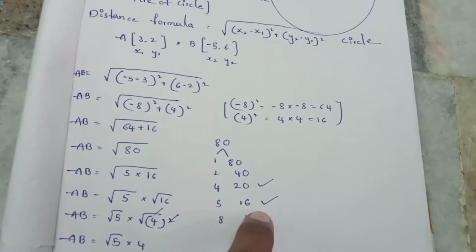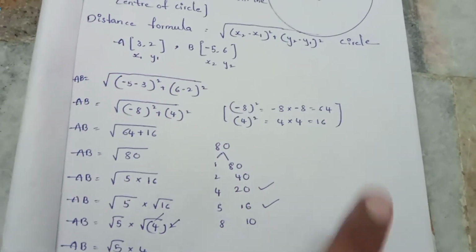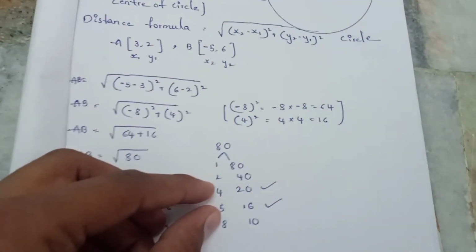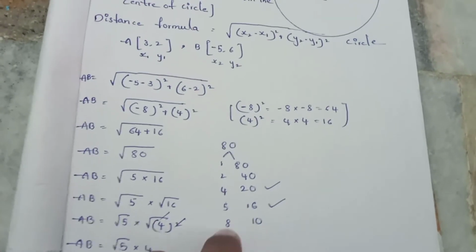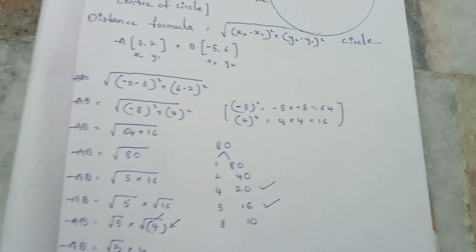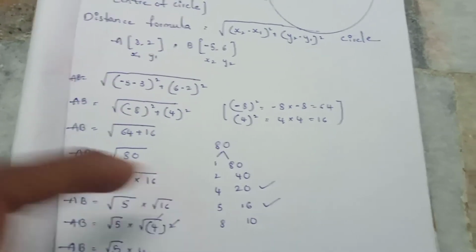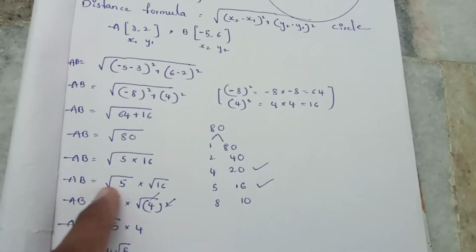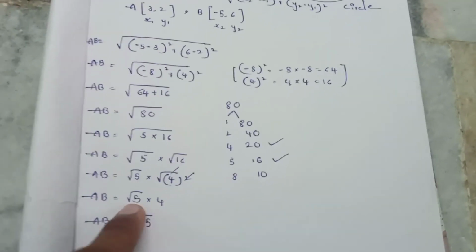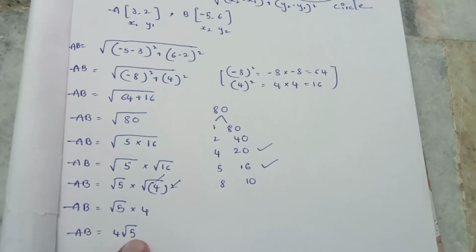Next, 5 into 16. 5 is not a perfect square, 16 is a perfect square, because 16 can be written as 4 square. 8 is not a perfect square, 10 also not. Between these, I have to pick the greatest, so I am picking 5 and 16. In place of 80, I write 5 into 16, because 5 into 16 is 80. Now I separate the roots: root 5 into root 16. Root 16 is 4 square under the root, so the square root cancels. Root 5 into 4 is 4 root 5. So the distance AB, the radius, is 4 root 5.